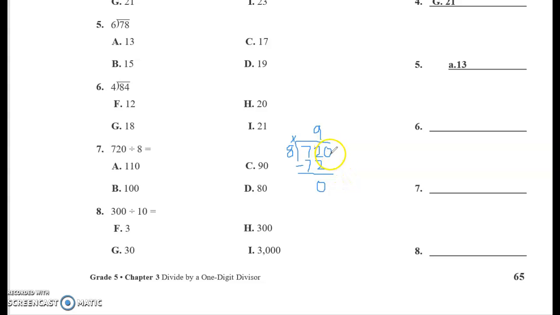Well, I still have a 0 here that I haven't used. So you have to bring it down. Okay, so I bring down my 0. So now my new number is 0. How many times can 8 go into 0? None. So I'm going to put 0. 8 times 0. So 8 times 0 is? 0. And I can subtract that. So my quotient, my answer is what? 90. And if I look on the side, that is C. 90.